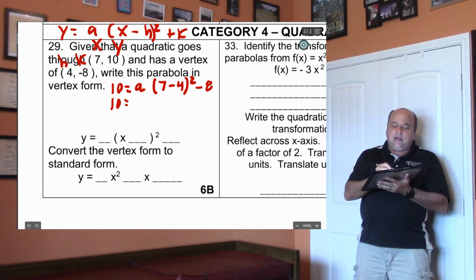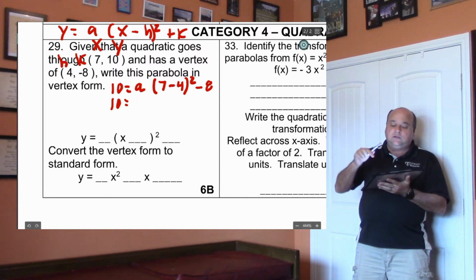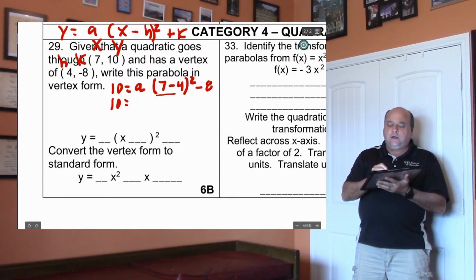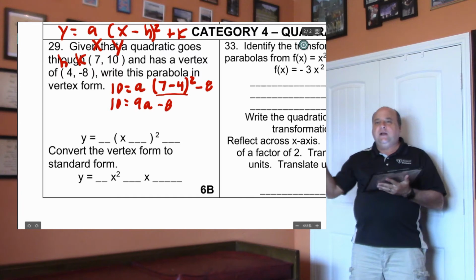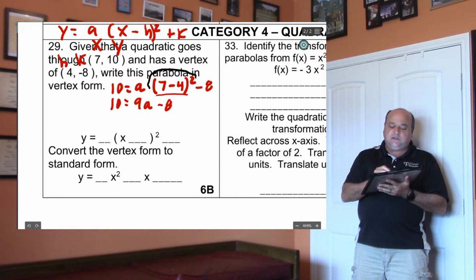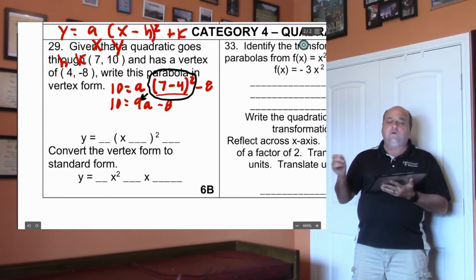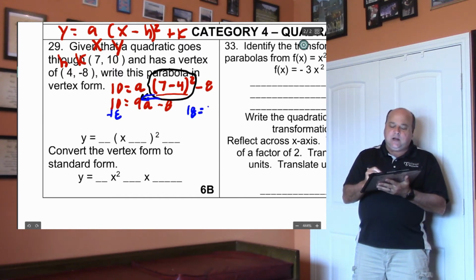Now then, I'm going to solve this for a. So I'm going to have 10 equals a, 7 minus 4 is 3, 3 squared is 9, 9 times a is 9a, and then minus 8. Now I'm going to move the 8 over and divide by 9. So the first thing you want to do is this part right here and put the answer in front of your a. Now then move the 8 over. If I move the 8 across, I'm going to add 8 and I'm going to end up with 18 equals 9a. Divide by 9 and I get 2 equals a.